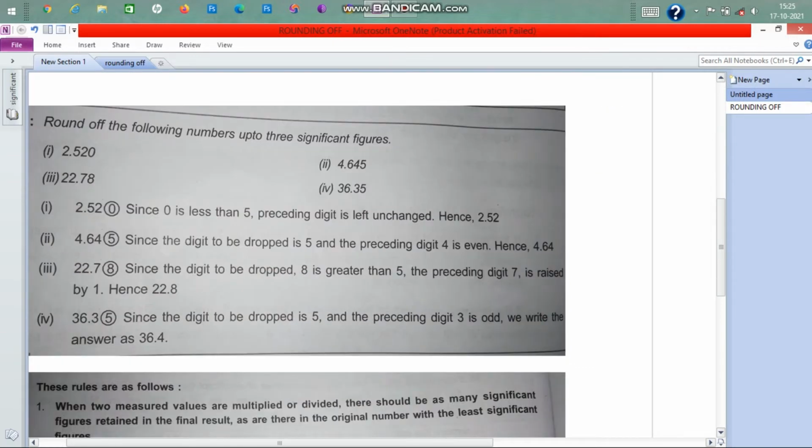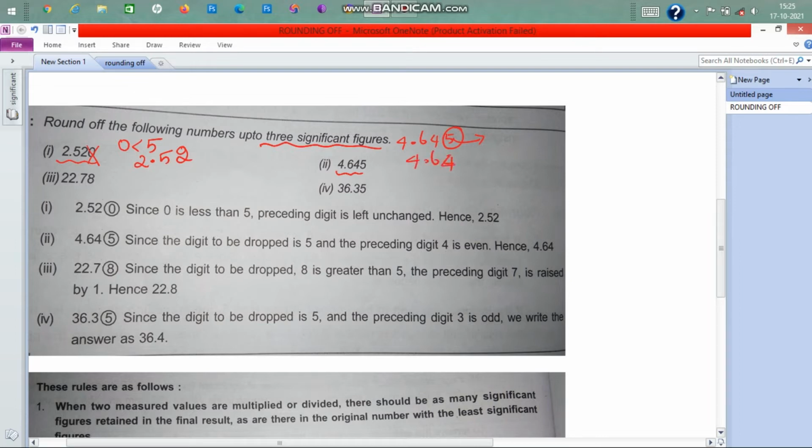See here there are certain examples. First, read the question: round off the numbers up to 3 significant figures. First question, 2.520. Here the 0 is significant, but 0 is less than 5, so we should not change the preceding digit, so it is just 2.52. See the second question, 4.645. Here we want to drop this 5. The answer is 4.64.